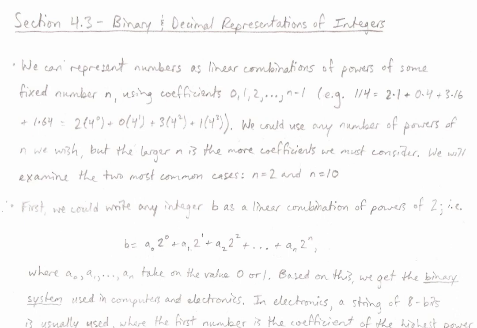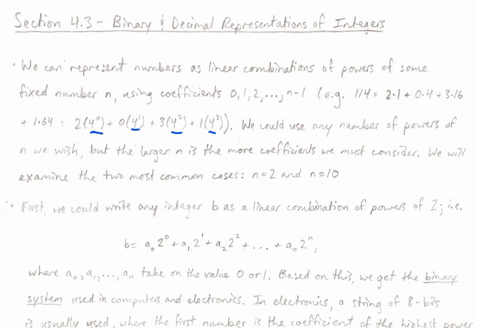So I've provided a very basic example here. The number 114. I can write 114 as a linear combination of the various powers of 4. And with every power of 4, the coefficient on that power of 4 is either 0, 1, 2, or 3. Again, 0 through n minus 1. My n value here is 4. So 114 is 2 times 1 plus 0 times 4 plus 3 times 16 plus 1 times 64. Or 2 times 4 to the 0 plus 0 times 4 to the 1 plus 3 times 4 to the 2 plus 1 times 4 to the third, or 4 cubed.